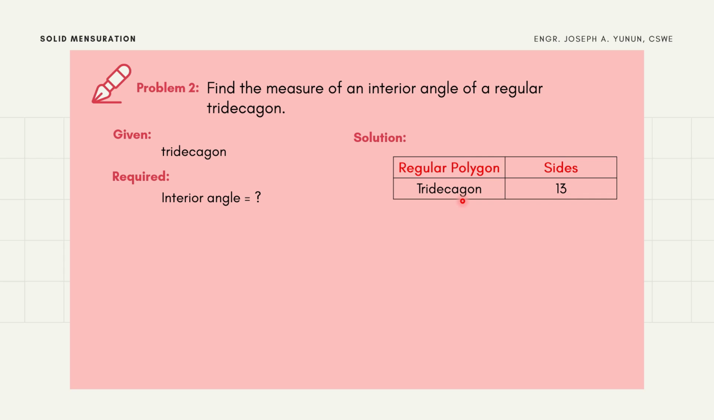The formula for the interior angle is given as 180 degrees multiplied by the difference between n, the number of sides, and 2, and then all divided by the number of sides. The number of sides is given as 13. We may substitute this value to the equation: 180 degrees times 13 minus 2, and the denominator is 13. Using your calculator, you can compute that. So the interior angle of the given tridecagon is 152.31 degrees.